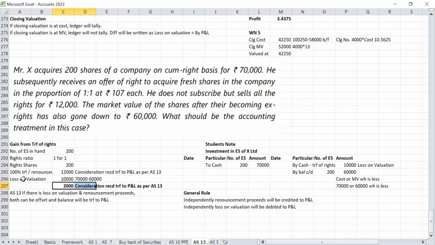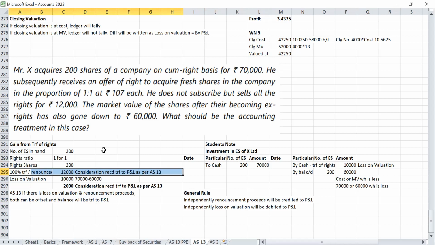I am repeating the case. X acquires 200 shares for 70,000, so cost is 70,000. They are receiving rights shares 1:1, so 200 rights shares. What he is doing: does not subscribe but sells the rights for 12,000. So you are getting a gain of 12,000. Independently, this should be credited to profit and loss account as per AS 30.